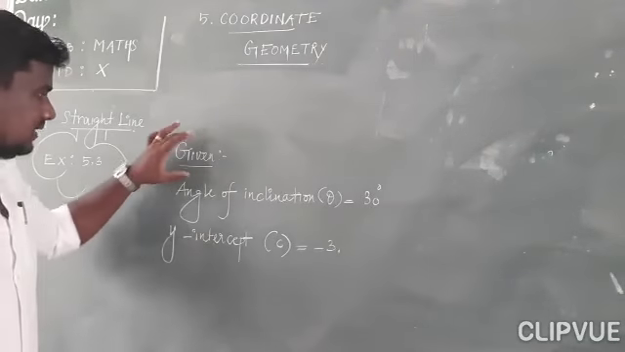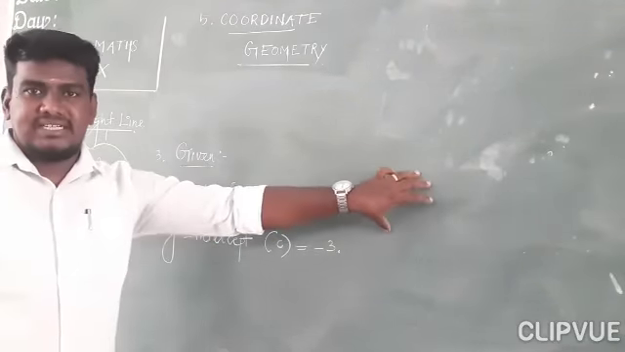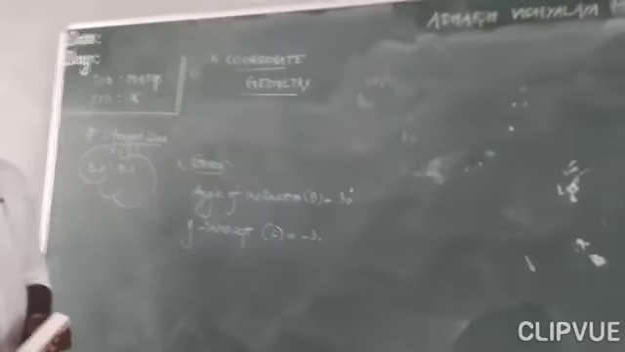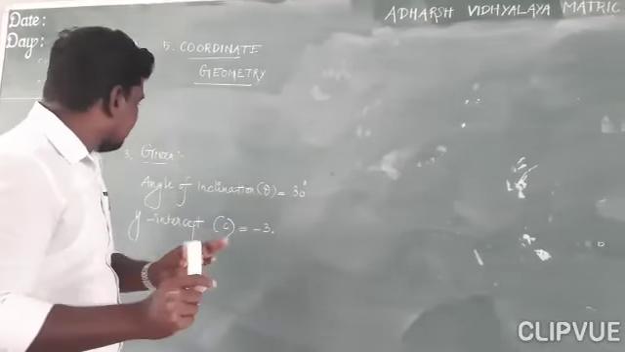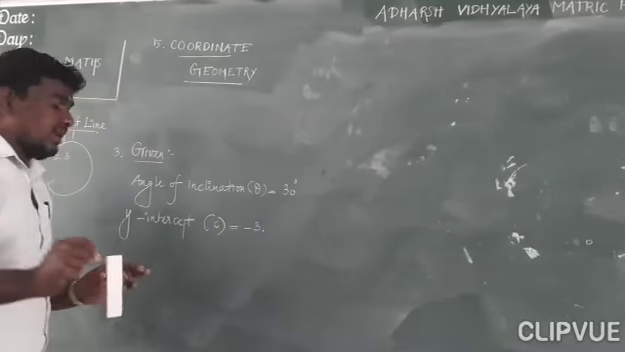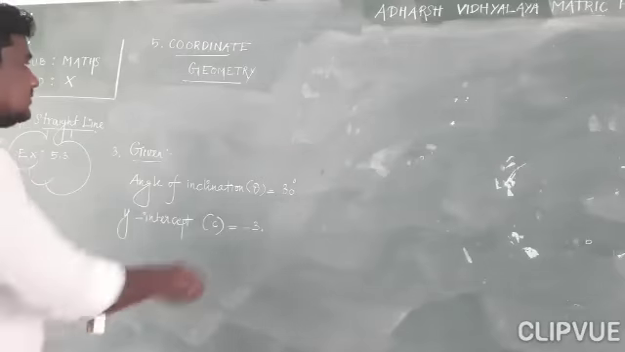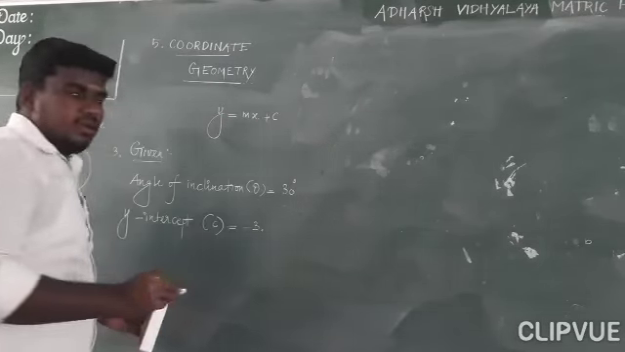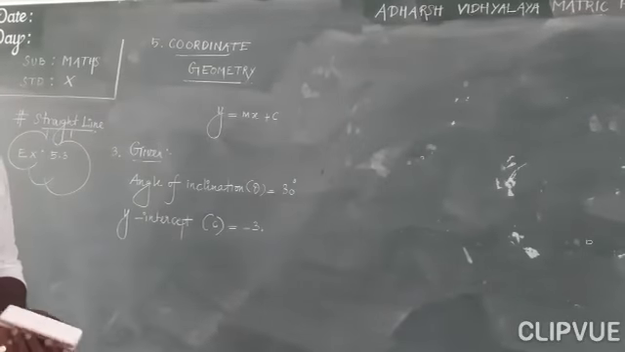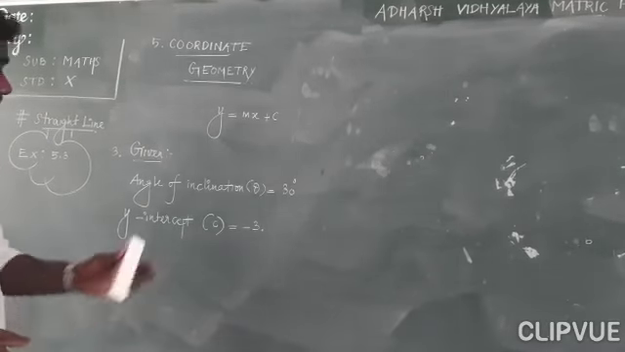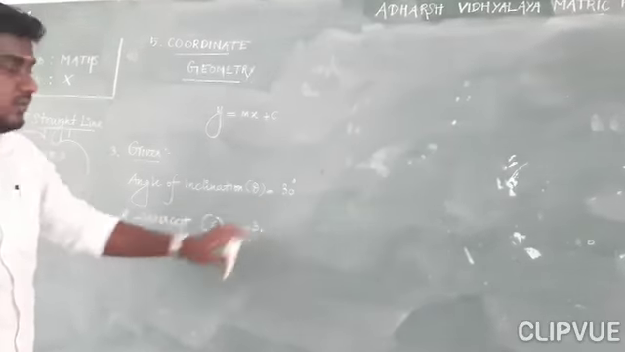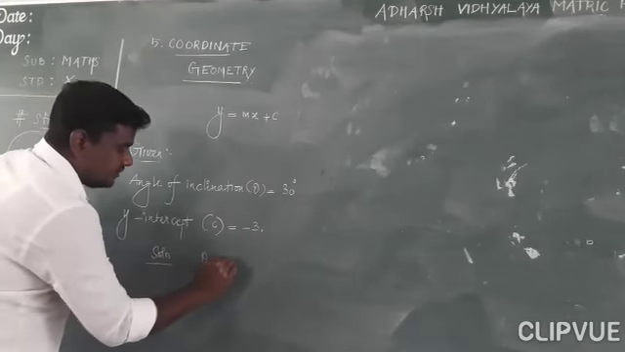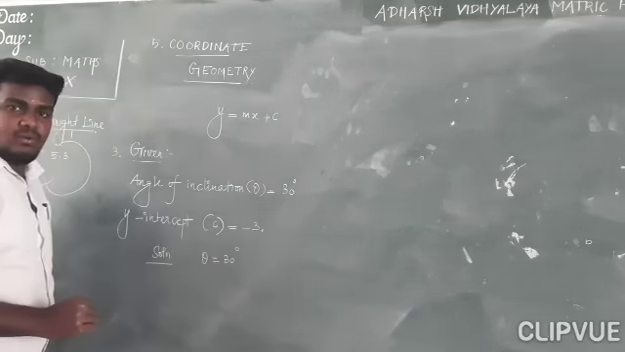Question number 3. Given angle of inclination theta equal to 30 degree and y-intercept c is equal to minus 3, find the equation of the straight line. Actually, you have learned the equation of the straight line when slope and y-intercept are given. The formula is y is equal to mx plus c. But m is not given. How to find the equation? We can find m by using the angle of inclination theta. So solution: theta is equal to 30 degree.